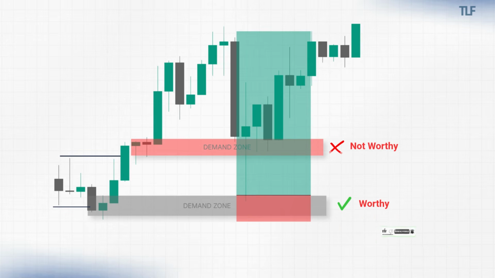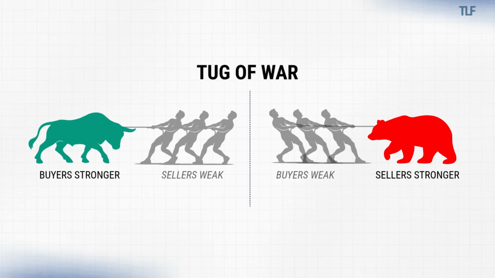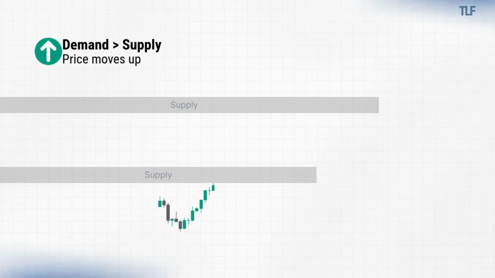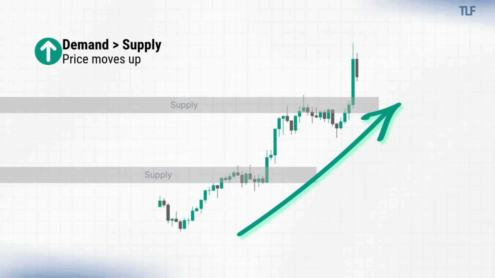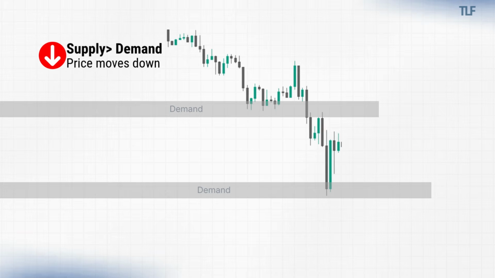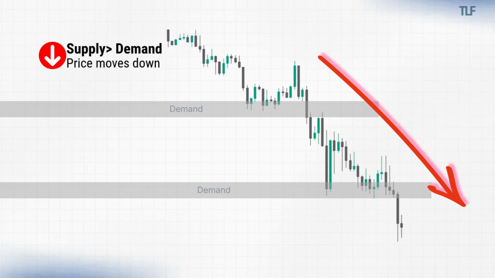Let's begin with the basics. Every single price move on your chart comes down to a simple tug of war between buyers and sellers. When demand outweighs supply, buyers are so aggressive they're willing to pay higher and higher prices just to get filled, so the price explodes upward. When supply outweighs demand, sellers are desperate and accept lower prices to get out, so the price plummets. That is the entire engine behind every single candle on your screen.